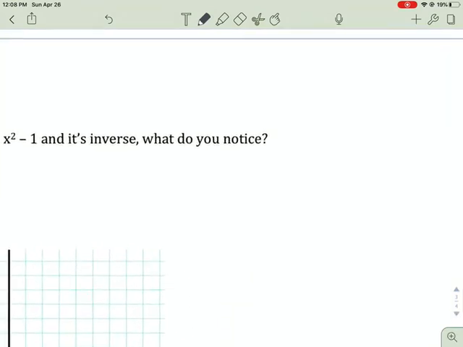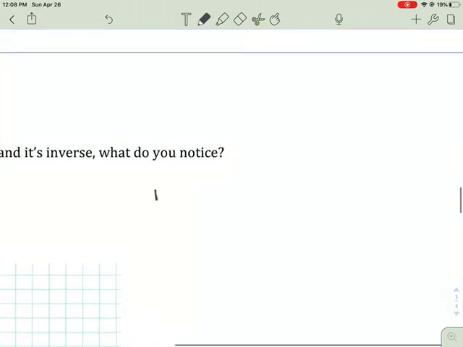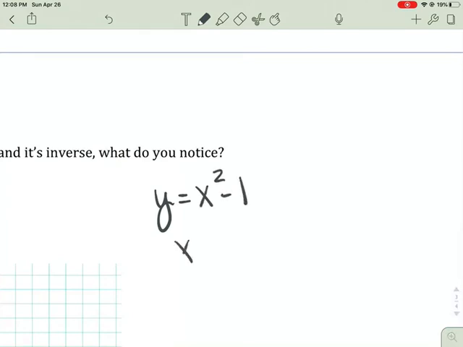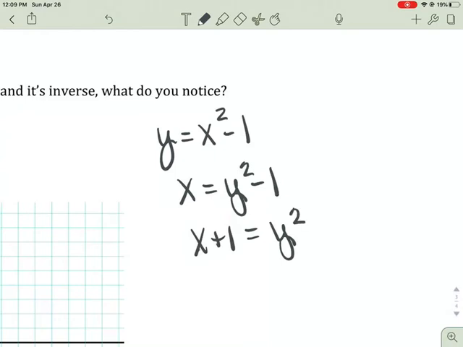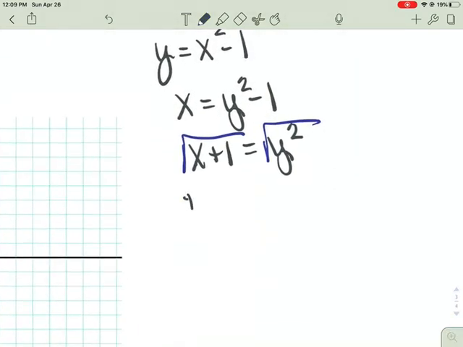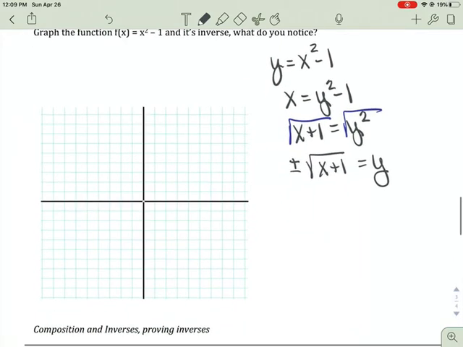All right, so let's talk about a relationship between the function and its inverse. So let's find the inverse of x squared minus 1. So we get y equals x squared minus 1. Switch our letters. Add the 1. Square root both sides. So we're going to get plus or minus the square root of x plus 1 is equal to y.